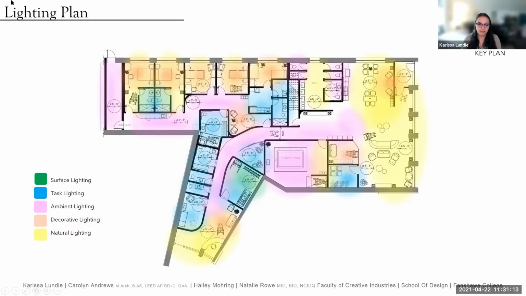So I've shown the surface lighting and task lighting as green and blue, ambient lighting throughout the entire space with pink, and decorative lighting as an orange or peach tone, and yellow shows the natural lighting that can come in through the space in the renovated larger windows, also the south-facing curtain wall and the west-facing curtain wall entrance for the main entrance.